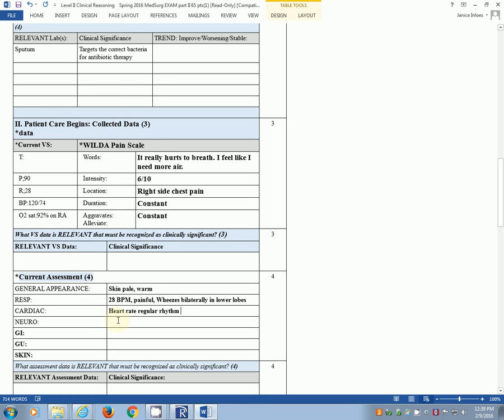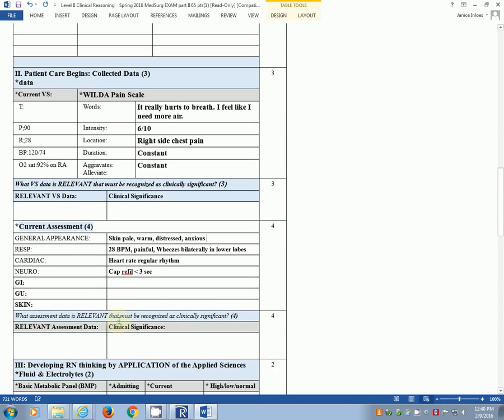Neuro, cap refill is less than 3 seconds. So you get the idea. Her skin, of course, is warm, pale. Her general appearance, distressed, anxious.